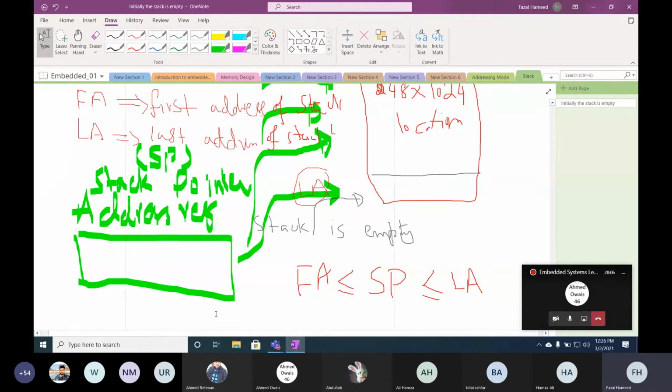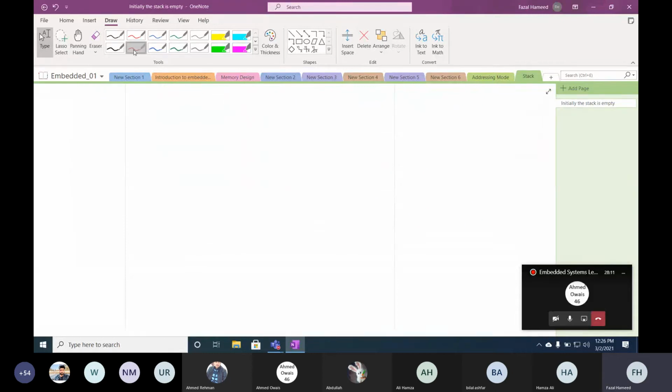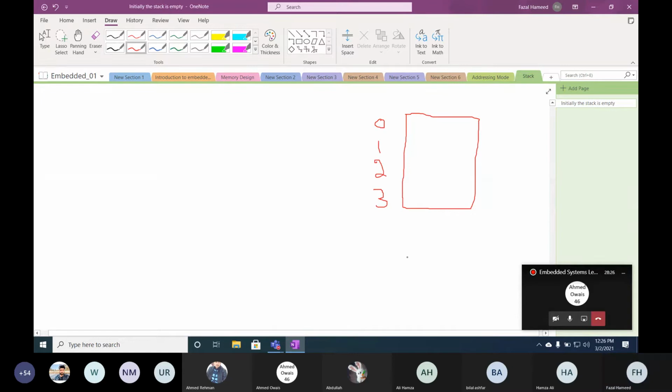Okay, now for the sake of simplicity, let's assume that we have only 4 elements in the stack, and we are writing these addresses as indexes: 0, 1, 2, and 3. How many elements can we store in the stack? In this particular example, four. Yes, so we started with 4 elements.